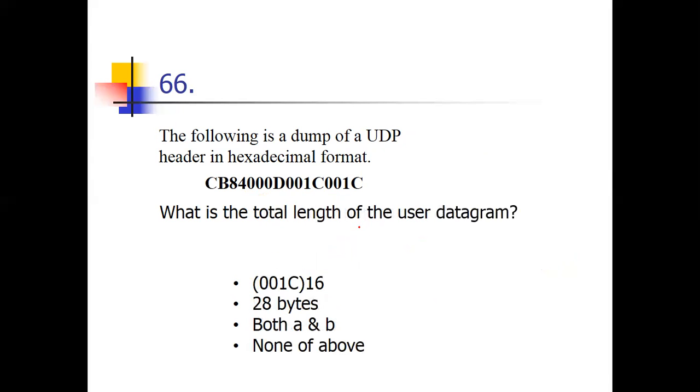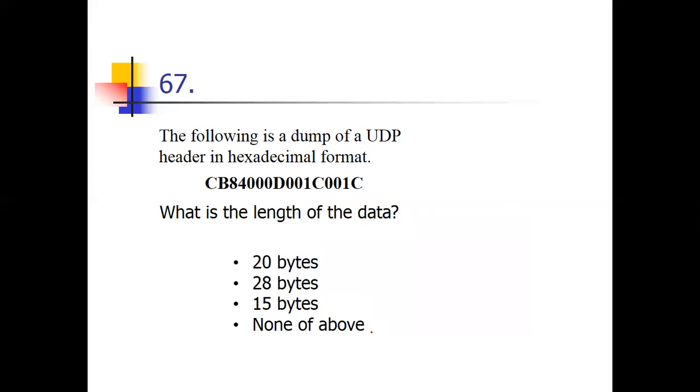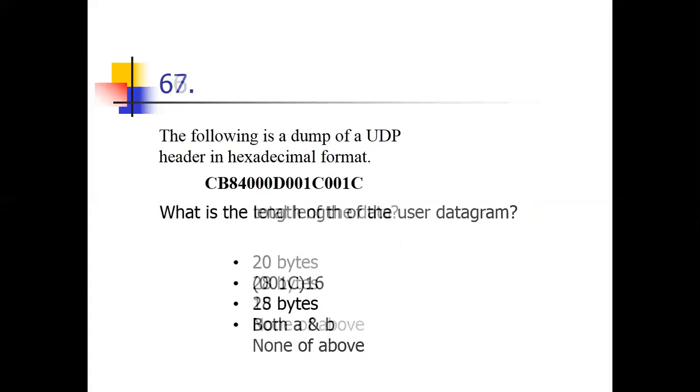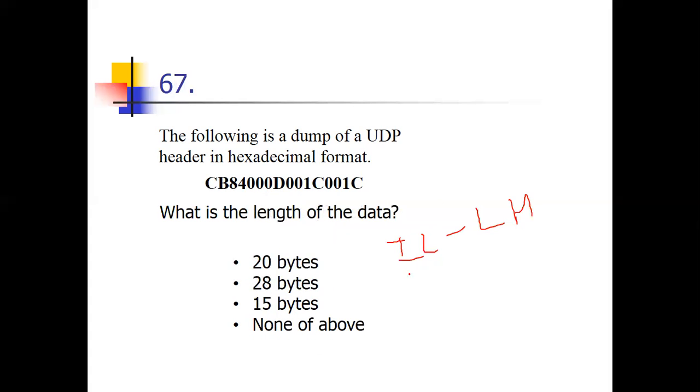Now the total length of the datagram is the third field, 001C. This is in hexadecimal. When converted to decimal, it is 28 bytes. So the answer is both A and B. Now next is, what is the length of data? Length of data means total length minus length of header. The total length we have already calculated as 28 bytes, and the length of the header for UDP is fixed at 8. So 28 minus 8 is 20 bytes, which is the correct answer.